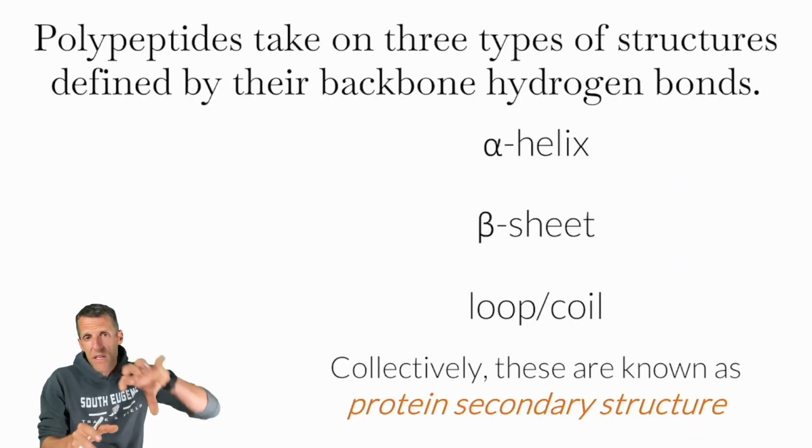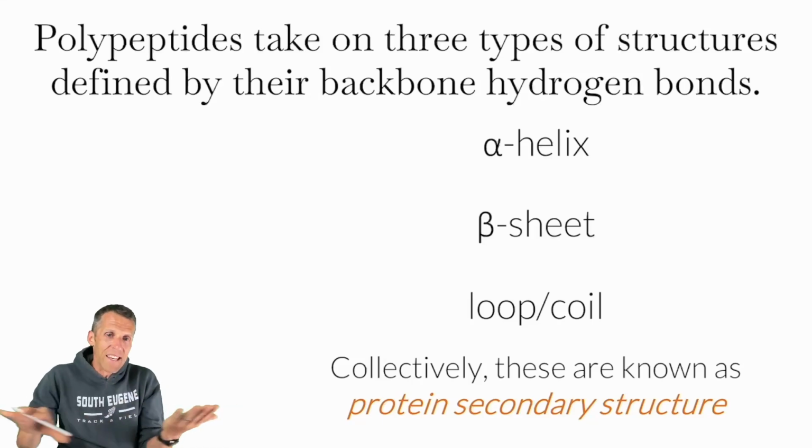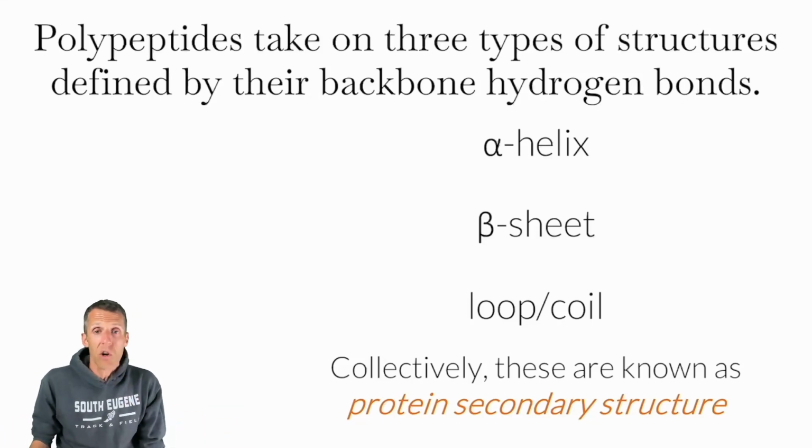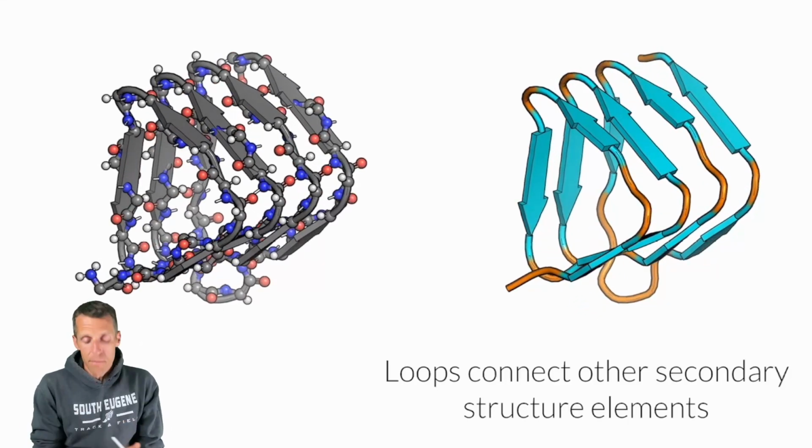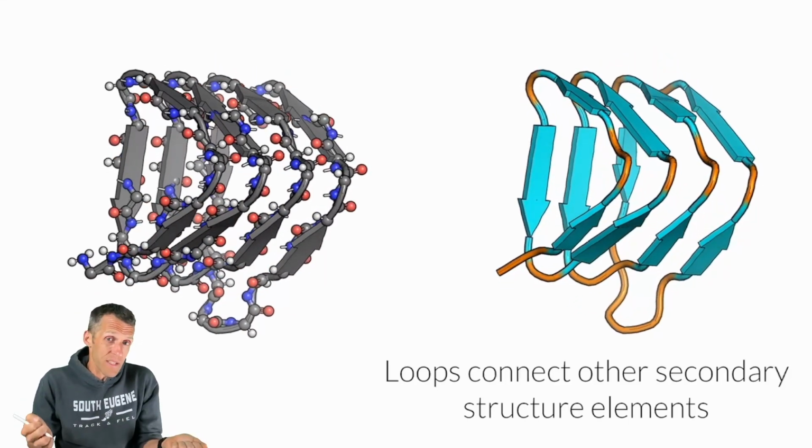Okay, so there's these three structures. We've talked about alpha helices, these rigid rods, and beta sheets, these flat interaction surfaces. The last one I want to mention are loop coils. Loop coils are, we've actually already seen them. They're basically the bits that connect the other pieces of secondary structure.